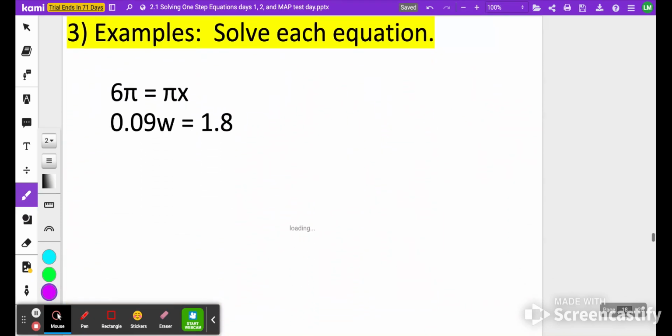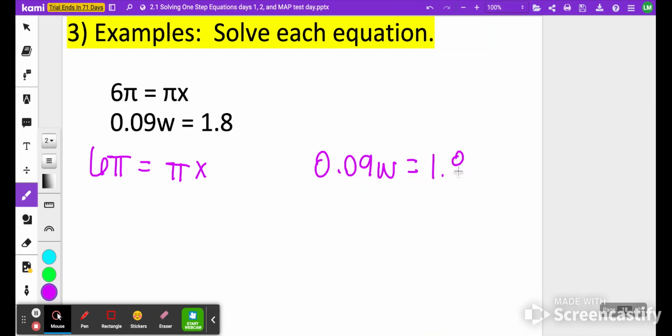Example 3, again, these got kind of flip-flopped around, so we're going to rewrite these, and then you can try them on your own. 6 pi is equal to pi times x for the first one, and 0.09 w is equal to 1.8 for the second one. Go ahead and take time now to pause the video here, and when you're ready to check it, go ahead and click play.